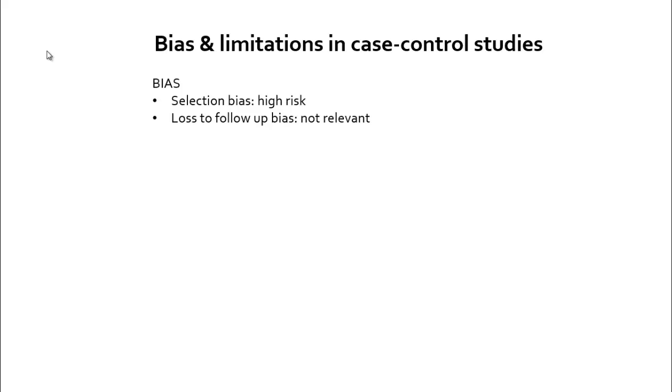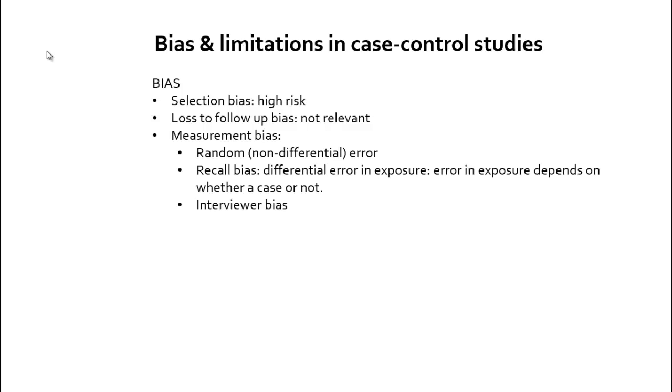Loss to follow-up bias. Well, that's irrelevant to case control studies because we start the study by selecting participants with and without the outcome. There is no follow-up. And in terms of measurement bias, well, there's always the potential for random error in the measurement of the exposure. And if that's non-differential, or independent of whether an individual is a case or not, that will bias the results towards the null. So we always have to be aware of this sort of error.